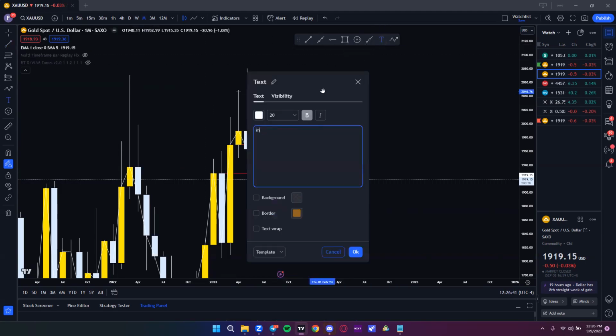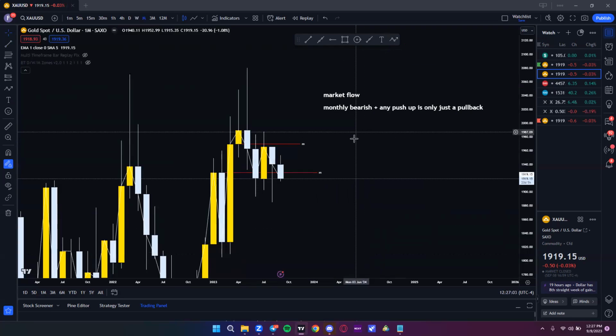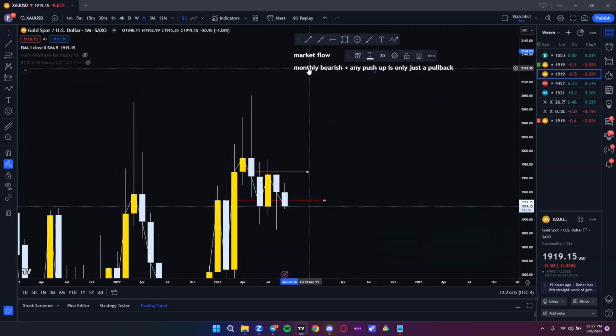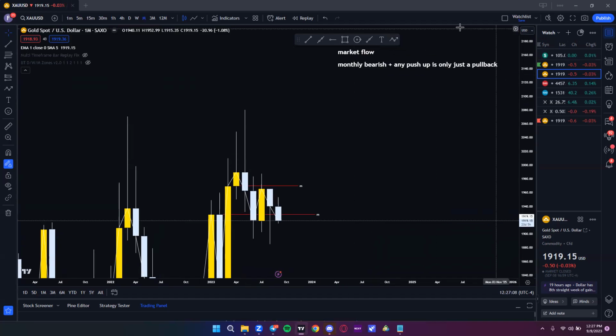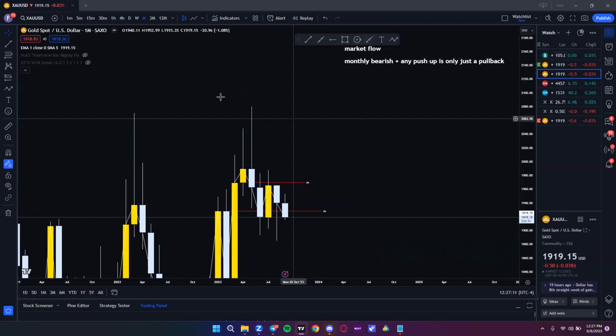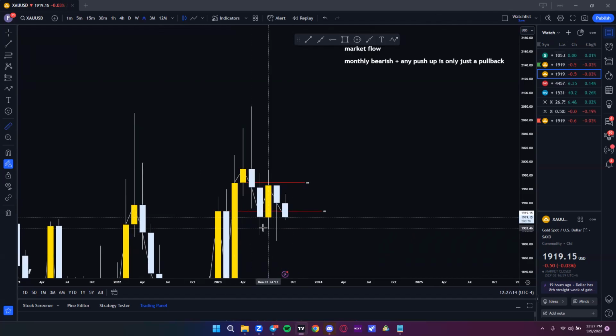So setting the market flow, again, I'm going to go over this again with MTF, but market flow monthly would be bearish. Means any push up is only just a pullback on the monthly. Writing this down or keeping this in the corner of your chart somewhere, knowing that even though we have a breakout, you have these sustained push-ups. This is almost a 1,000 pip push up.